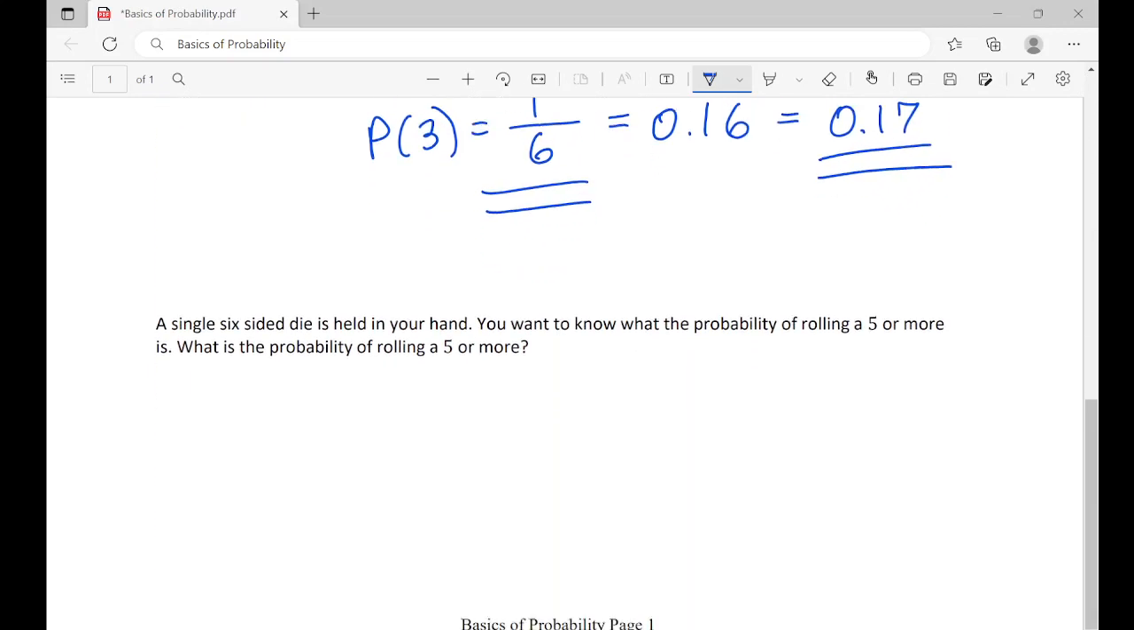Now let's say you have the same die in your hand and you're going to roll it again. But this time you want to know what the probability of rolling a 5 or more is. That means you want to know what the probability is of getting a 5 or a 6. So what is that probability? Well, when we roll it, we know we have 2 ways. We can get a 5 or a 6.